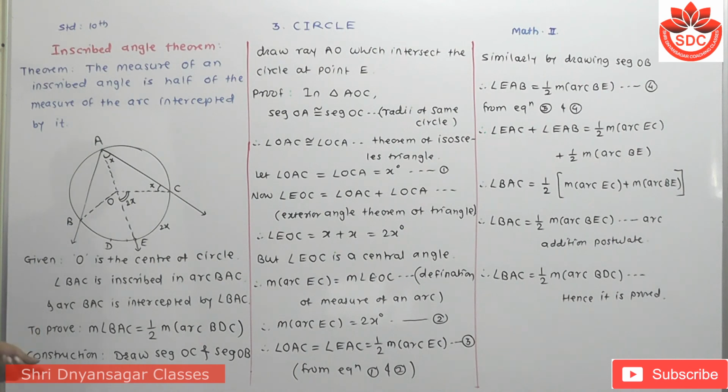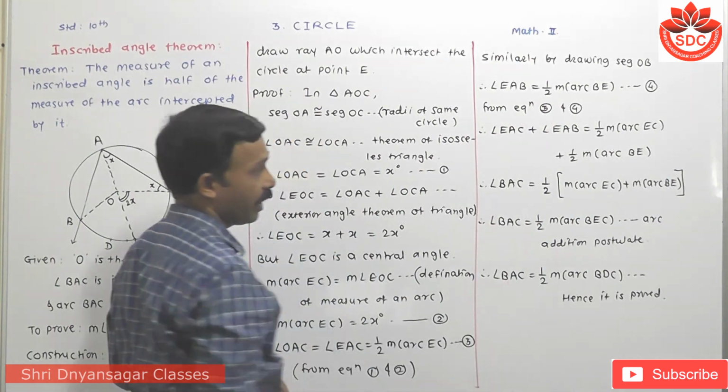Similarly, when we draw segment OB, an isosceles triangle is also formed. These two angles are equal, so this is twice x, and this is also twice x. So this is twice x and this is x, meaning angle EAB is half of arc BE. Then adding these two, we get equations 3 and 4.